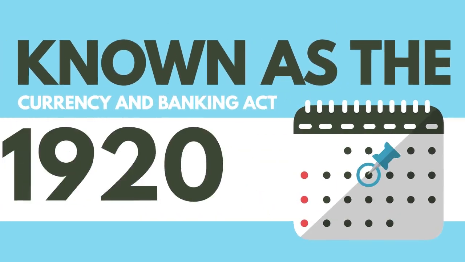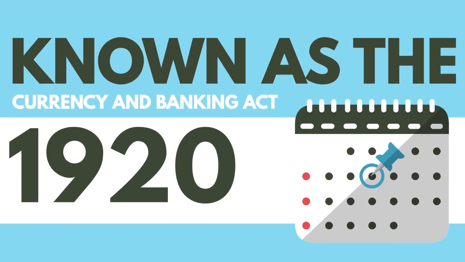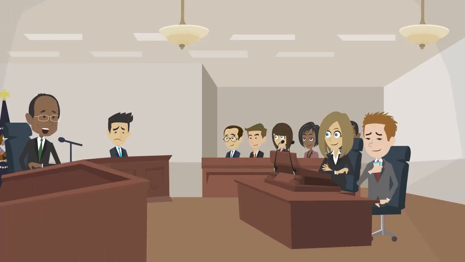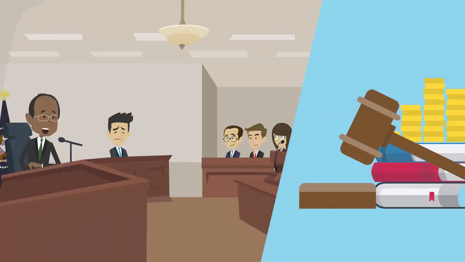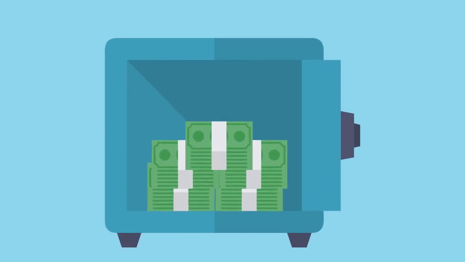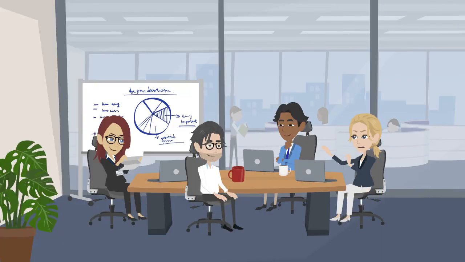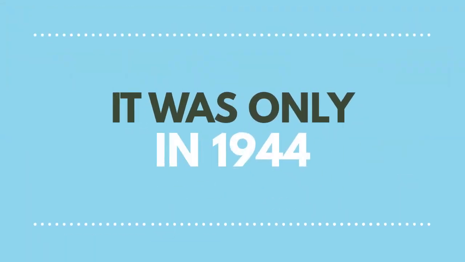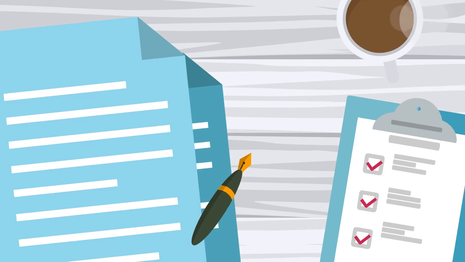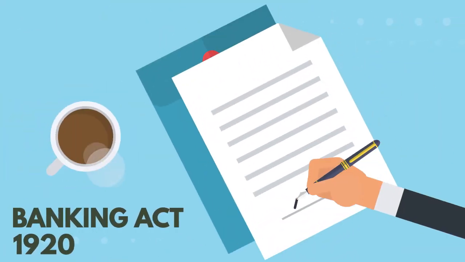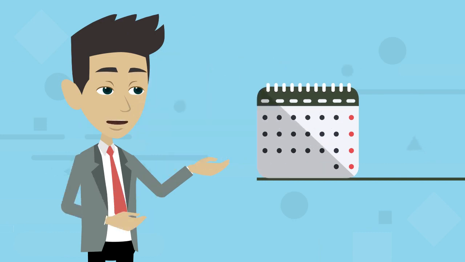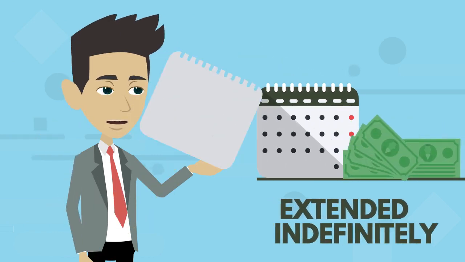This was known as the Currency and Banking Act of 1920, and this is what led to the establishment of the SARB. By 1932, South Africa completely abandoned the gold standard, choosing rather to link the value of the local currency to the pound sterling, making this the new monetary policy framework of this era. It was only in 1944 when the South African Reserve Bank Act replaced the Currency and Banking Act of 1920, and the SARB's initial 25-year period of issuing banknotes was extended indefinitely.